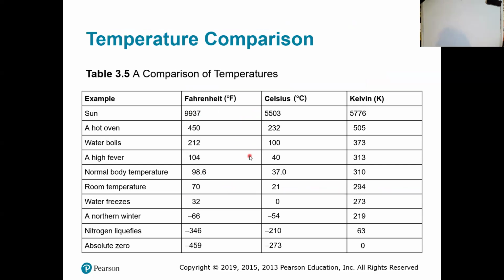So this is just giving us some examples of different temperatures that represent the same temperature, but are written in different units. Like water boiling, for example: 212 Fahrenheit, or 100 degrees Celsius, or 373 Kelvin. Those all mean the same thing. They're just written in different units.